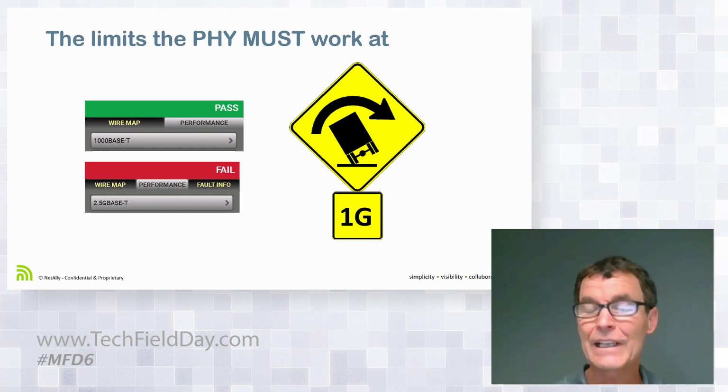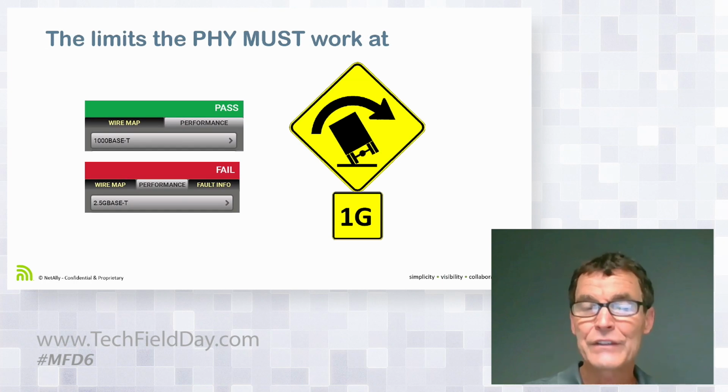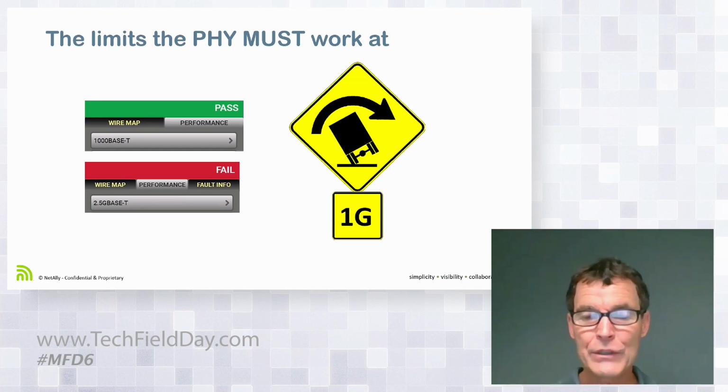So if you see something like that on the right that says, hey, you can only do 1 gig with that, but a sports car will obviously go faster than that through the curve, right? Not the best analogy I've ever come up with, but you get the idea here.